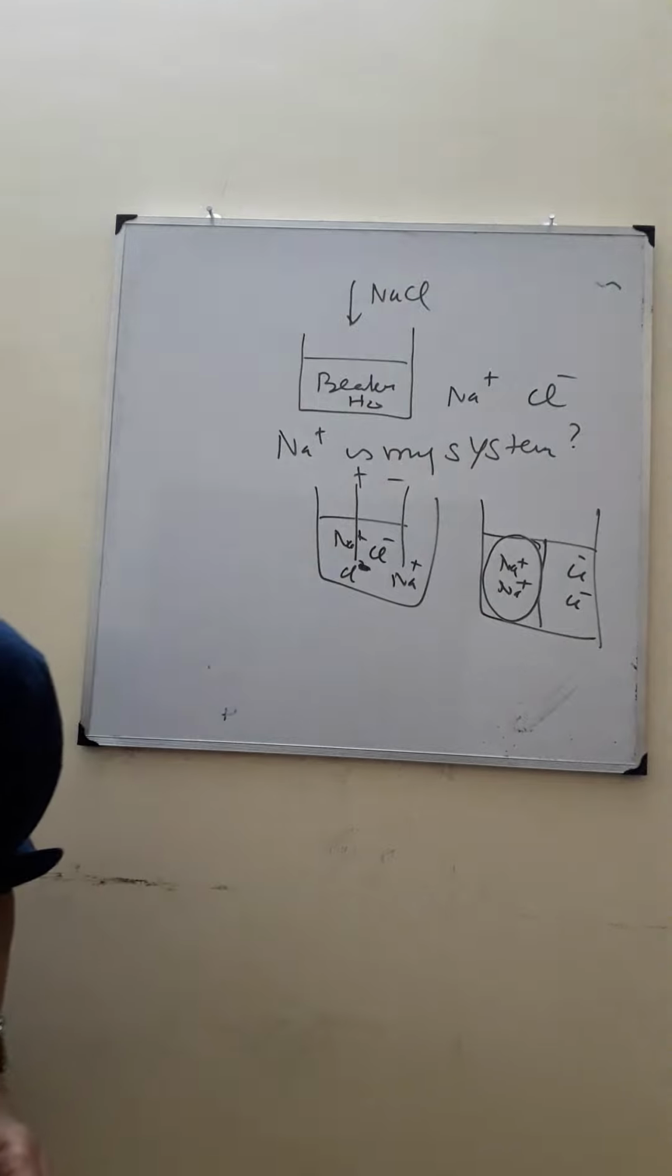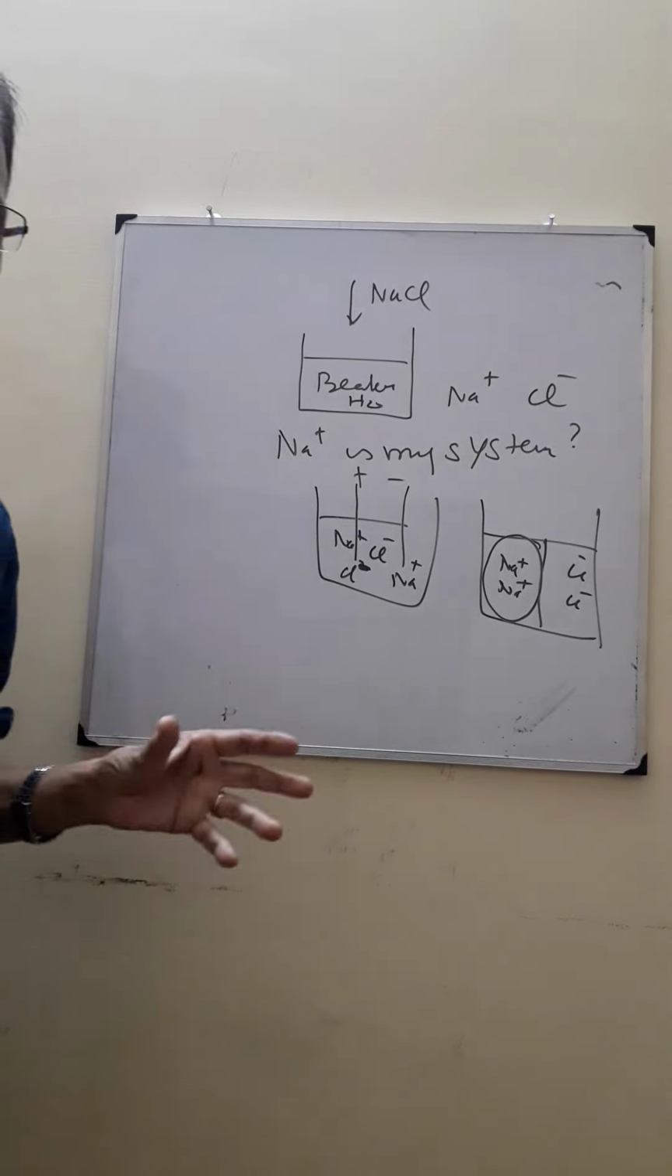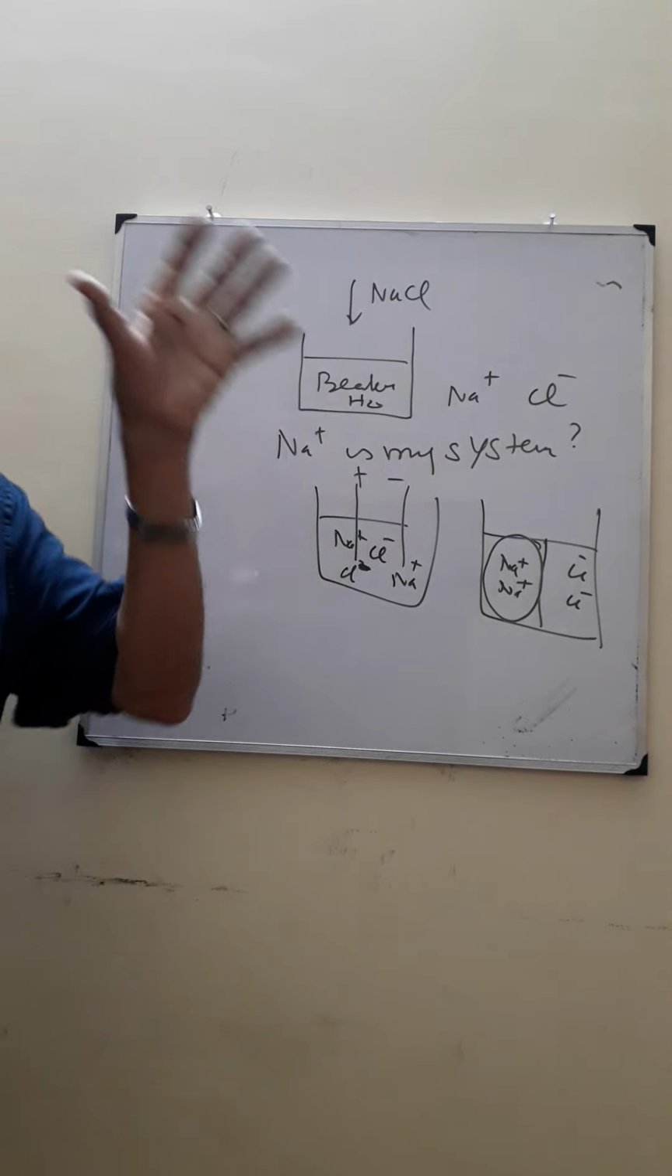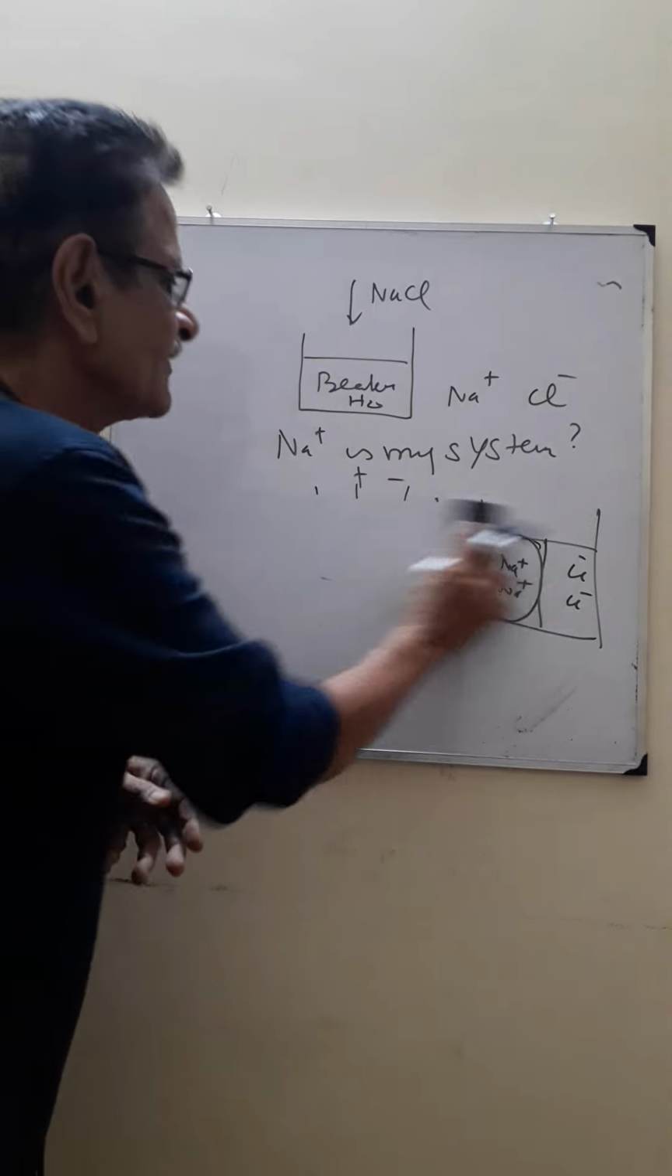So what's the definition of a system? It's a confined region of space enclosed by a boundary. Therefore, a boundary is very, very important.